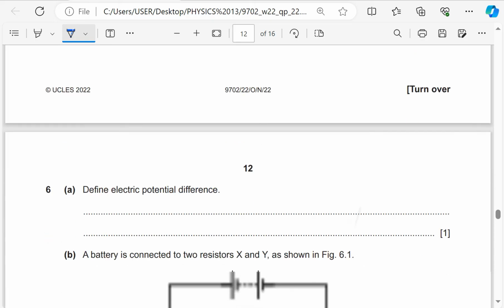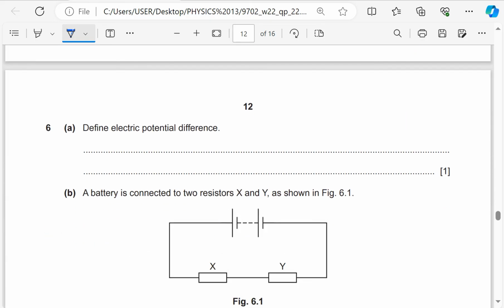Okay, that is waves. Next is electricity. Define electric potential difference: that is V is equal to E over Q, energy per unit charge, or W over Q. So the energy transferred per unit charge from electrical to other forms, that is PD.